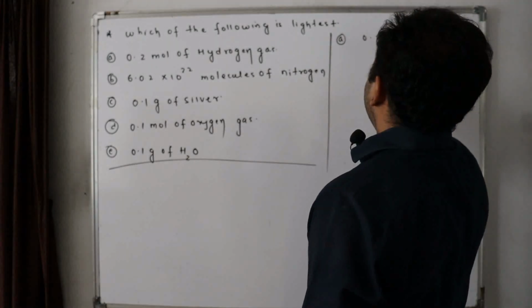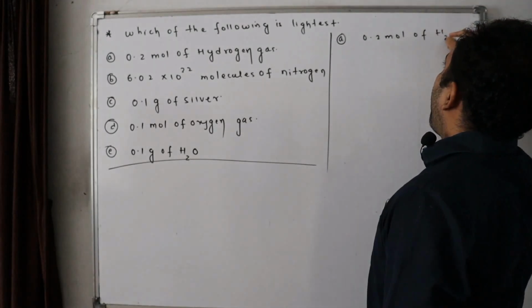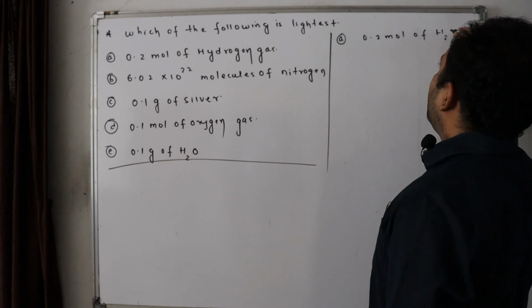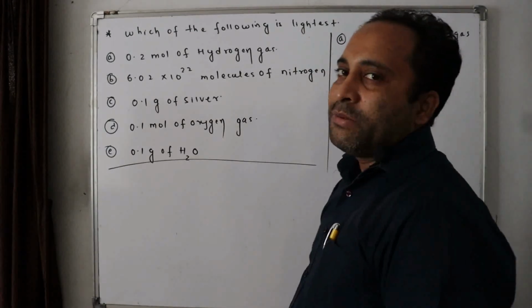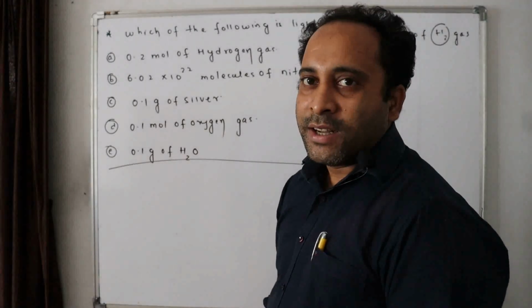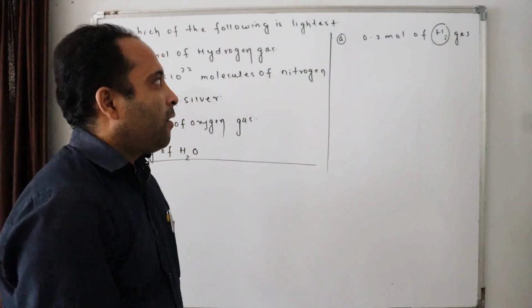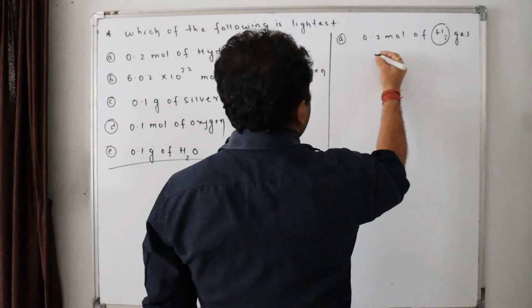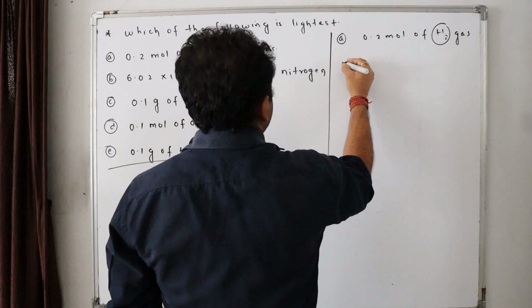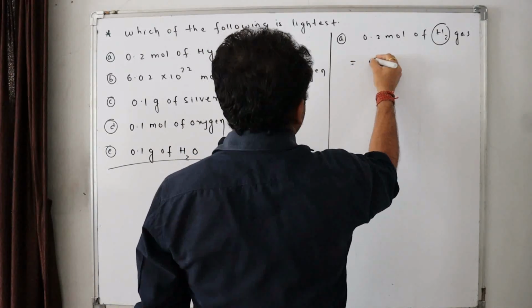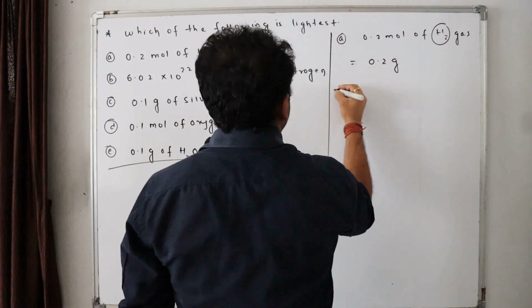0.2 mole of hydrogen gas, isn't it? When nothing is given, H2 is easily considered because it occurs naturally, isn't it? Now, 1 mole of hydrogen gas is 2 grams. 0.2 mole is equal to 0.2 grams.